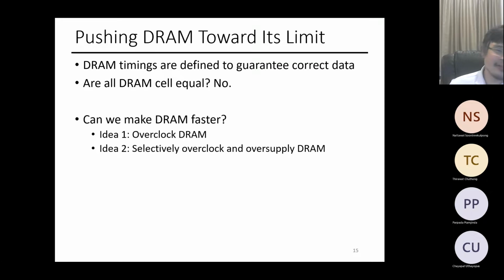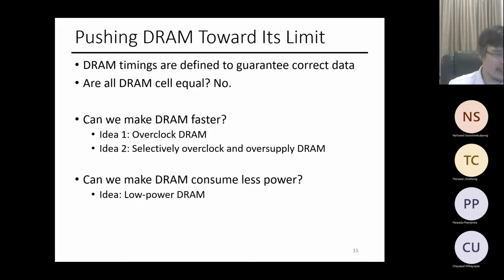So can we make DRAM faster? Idea one, yes, we can overclock DRAM. Idea number two, which might be a little bit safer, is, can we selectively overclock and overcharge portions of DRAM to make them faster? You can also think about, can we make DRAM consume less power? That is also possible, right?